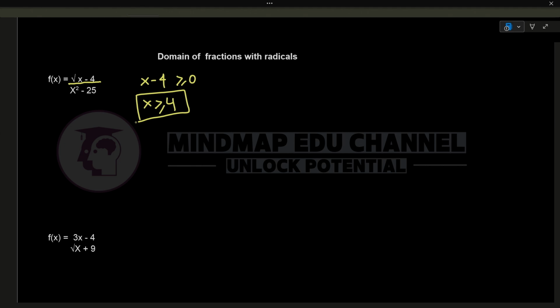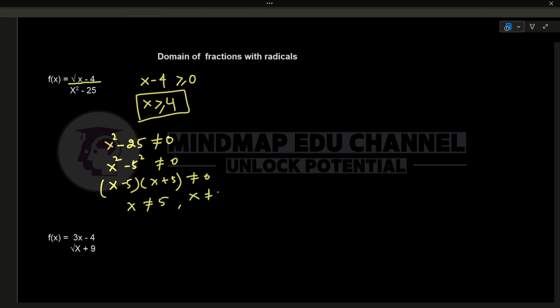Now, let's do it for the denominator. The denominator is x square minus 25, and we know that the denominator can never be 0. So, x square minus 5 square cannot be equal to 0, and we will get x minus 5, x plus 5 cannot be equal to 0, and thus x cannot take the value of 5 and x cannot take the value of -5. So, it's very clear the domain will be all real numbers where x is greater than or equal to 4 except 5 and minus 5.